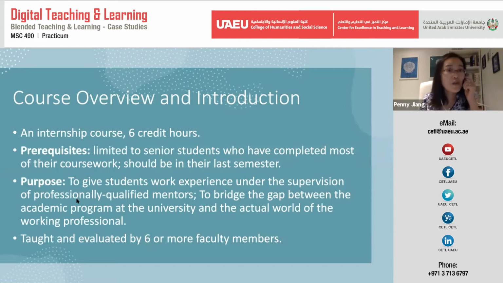Okay, so first I will give you a course overview and a brief introduction of the course. This is actually an internship course. It has 6 credit hours, and the students usually take this course at the end of all the major studies. They have to finish all the coursework, and then they will go to internship. During that semester, this is the only course they will take at the end of the whole journey studying at the university. So in their last semester, they are dispatched to workplaces for their internship experience.